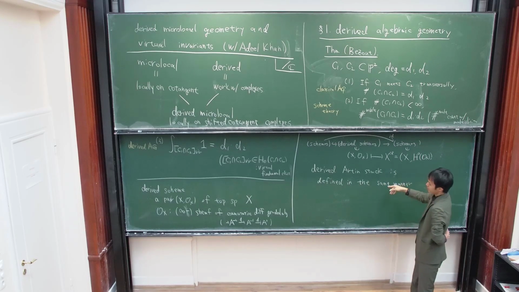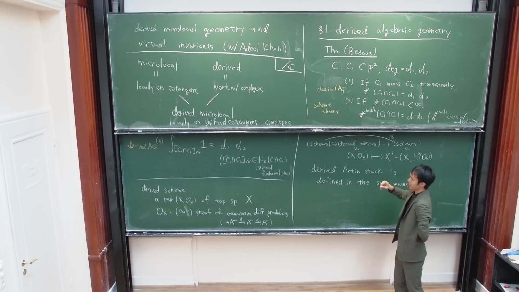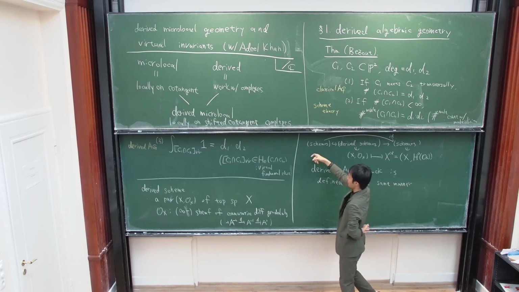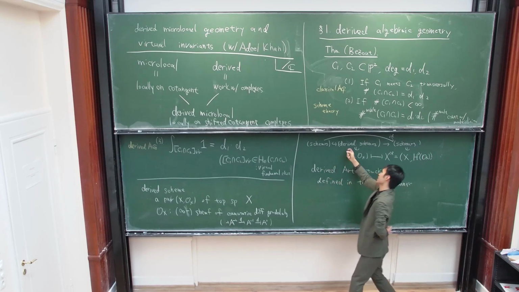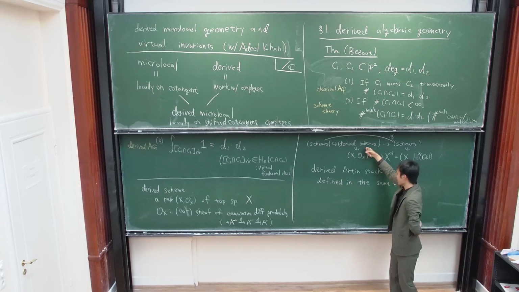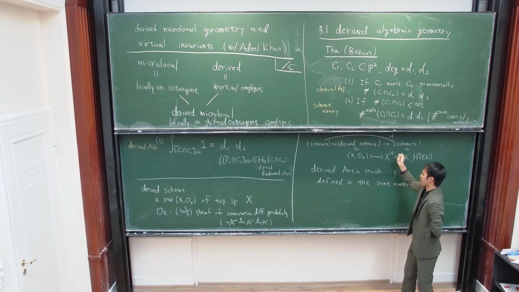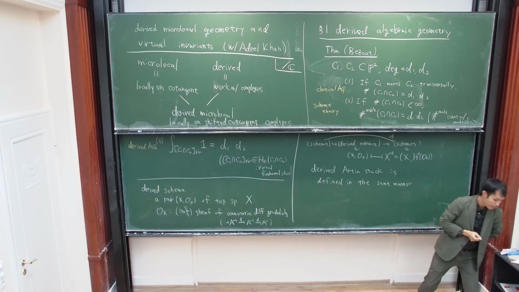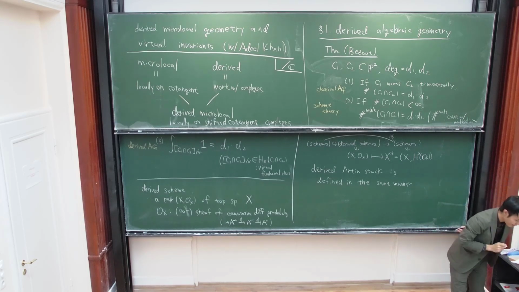And it behaves similarly to the case of derived schemes. That is, we have an inclusion from the category of RT stacks to the infinity category of derived RT stacks. And we also have the classical truncation functor. Okay, so yeah.